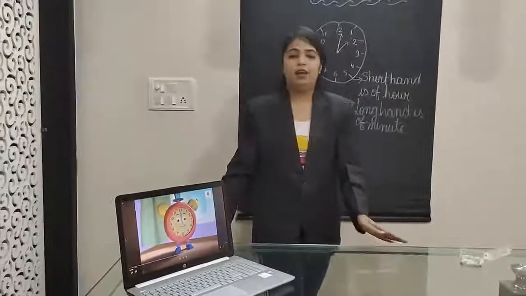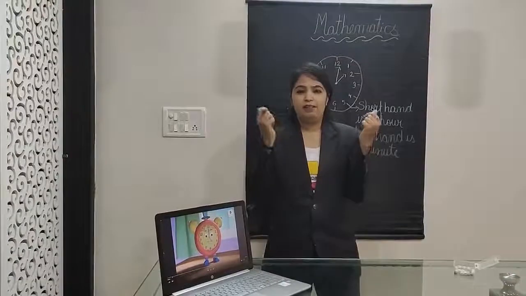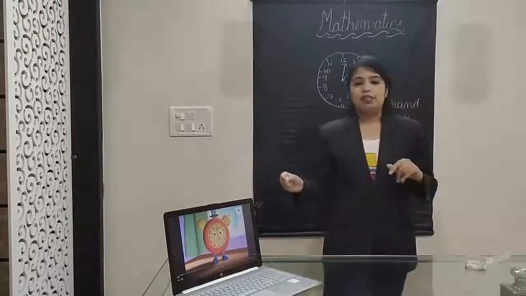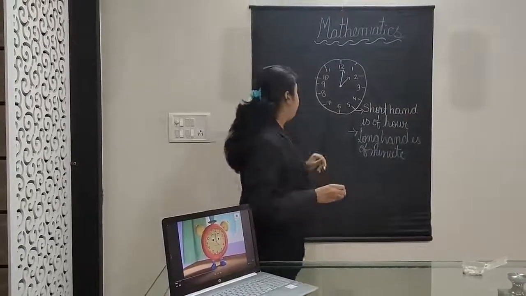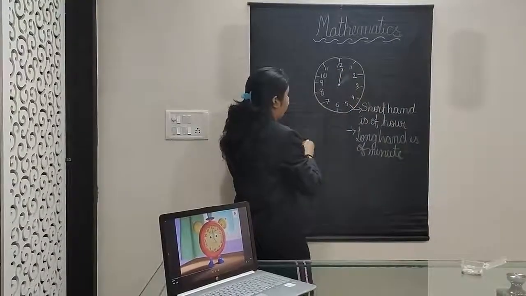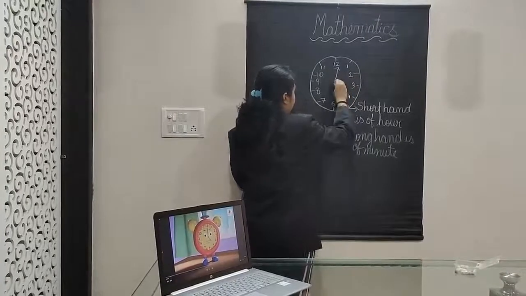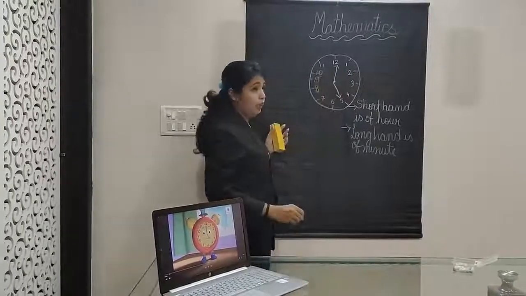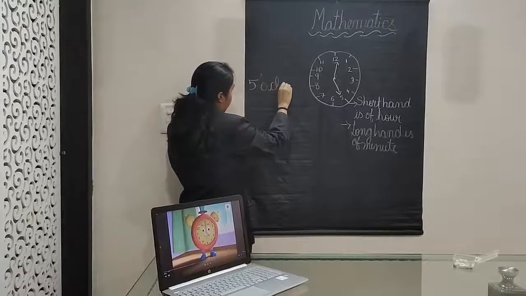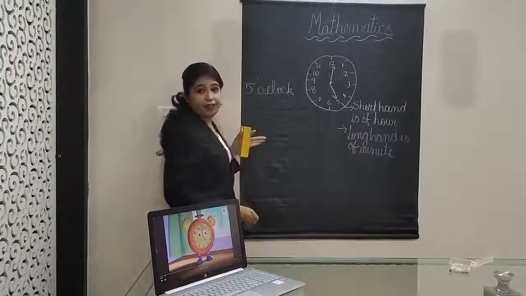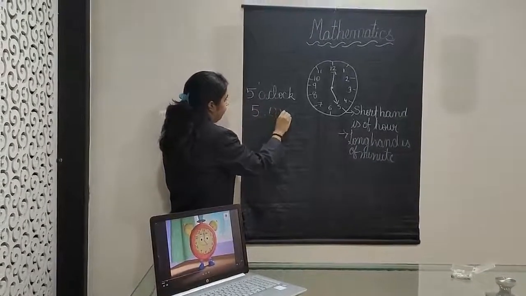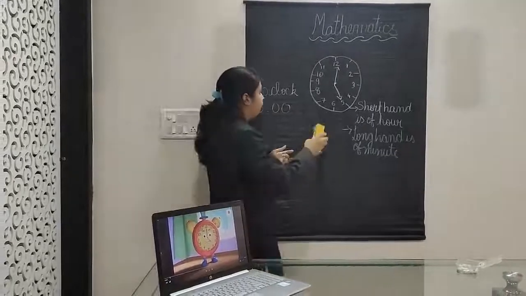Have you seen the example of how a clock is made with two hands? As you have two hands, the clock also has two hands. Now, this video has given us one example of 5 o'clock. In the clock, the short hand is on 5 and the long hand is on 12. It means the time is 5 o'clock. And we can write it in another way, 5 colon 0 0.